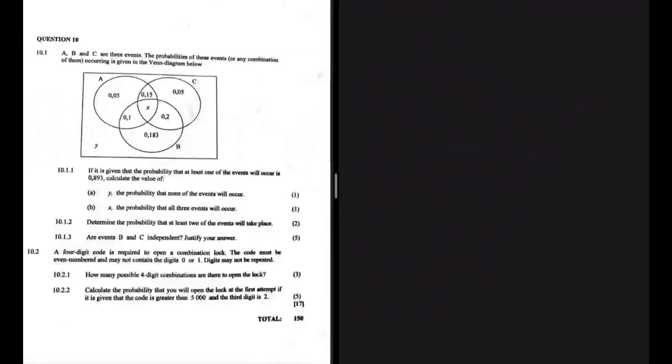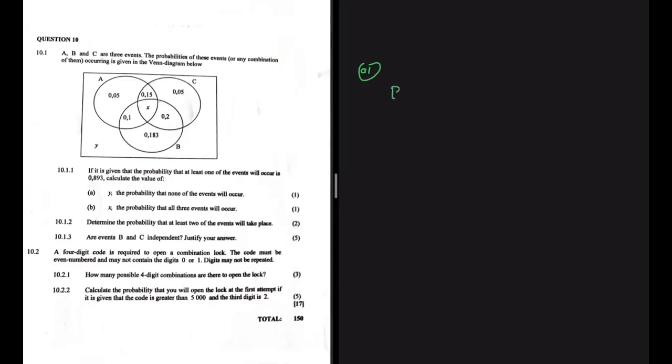8.25. We have events A, B, and C, and then we're given the probabilities and the combinations as a Venn diagram. And the first question, 10.1.1a, says that let's find y, the probability that none of the events will occur. The probability that none of the events will occur.